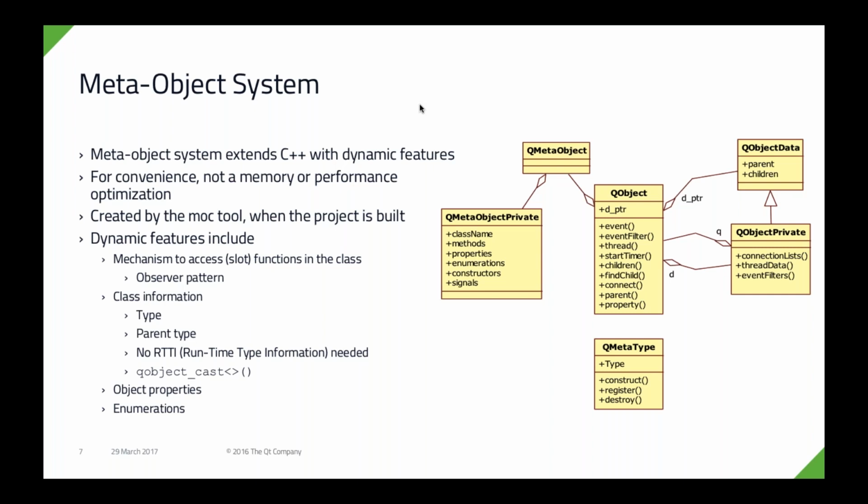It also provides qobject_cast, which is a way of statically casting QObjects to parent types if you need them. The meta object system also gives us access to the QObject properties system, which we'll take a look at very soon, and allows you to register enumerations with the meta object system. So basically the Qt runtime will have access to class information about your C++ classes, the parent type, and so on and so forth.